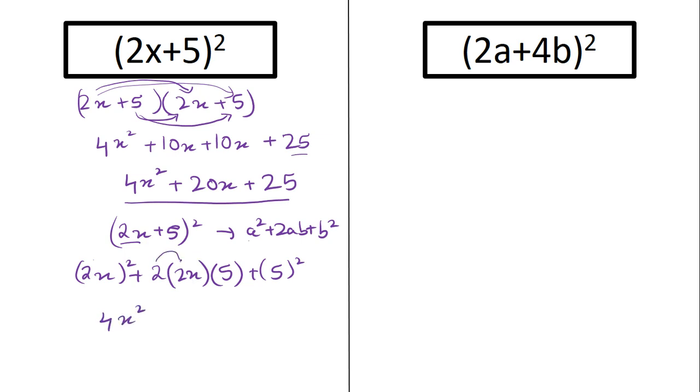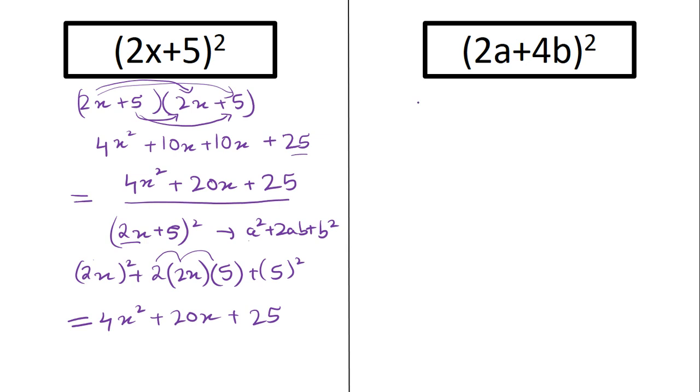Then 2 times 2, 4. 4 times 5, 20. And x just comes because 20 times x is 20x. So I have 20x and then plus 5 squared means 25. So this answer and this answer are completely the same. It's just two ways of doing it.